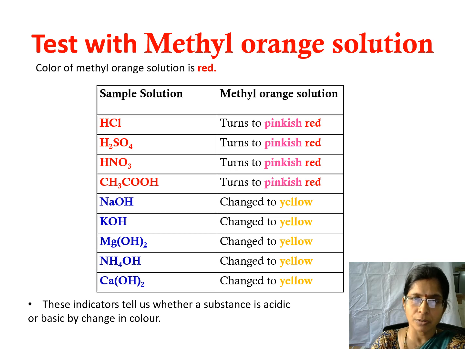Here is the next test of methyl orange solution. This methyl orange solution in general is red in color. This red colored solution turns to pinkish red in color when tested with acids. Whereas when it is tested with bases, it turns to yellow in color. So, we can say that methyl orange solution turns to pinkish red color in acidic medium and yellow color in basic medium. So, here you can say that all these indicators tell us whether a substance is acidic or basic by changing their color.